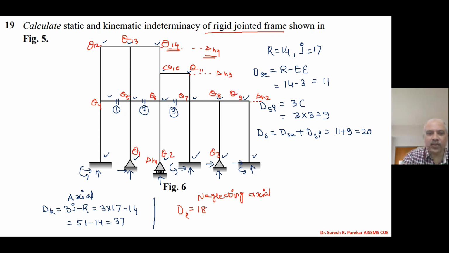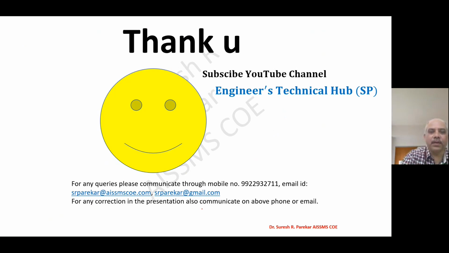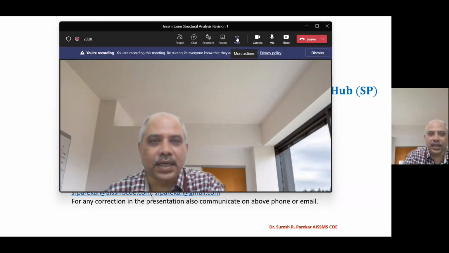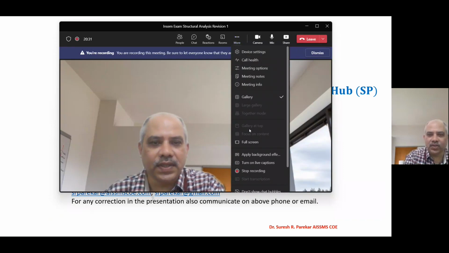So likewise we have to solve the problems which are from unit 1, that is, static and kinematic indeterminacy. So we will stop here only.